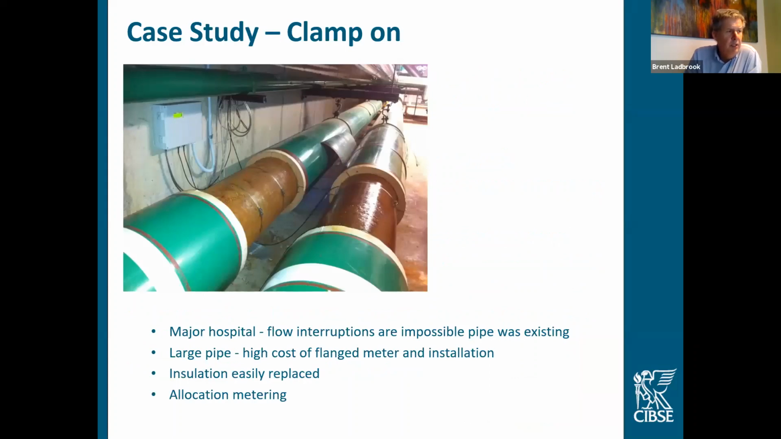This is on a hospital in Perth, major hospital, large pipe, not used for billing, but being used for allocation to departments. Stopping the flow near on impossible, so a clamp-on ultrasonic was used. No standards were required, it's all internal. Can be installed under the insulation, and the insulation mounted back on the pipe quite quickly. Nobody needs to know it was even going on.